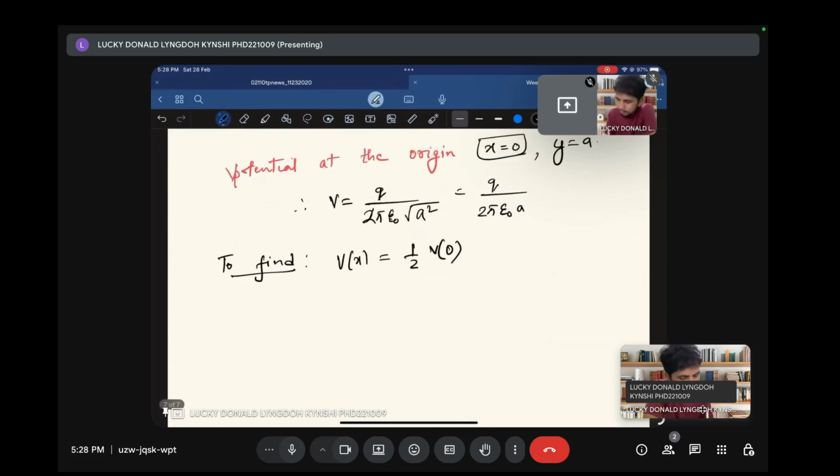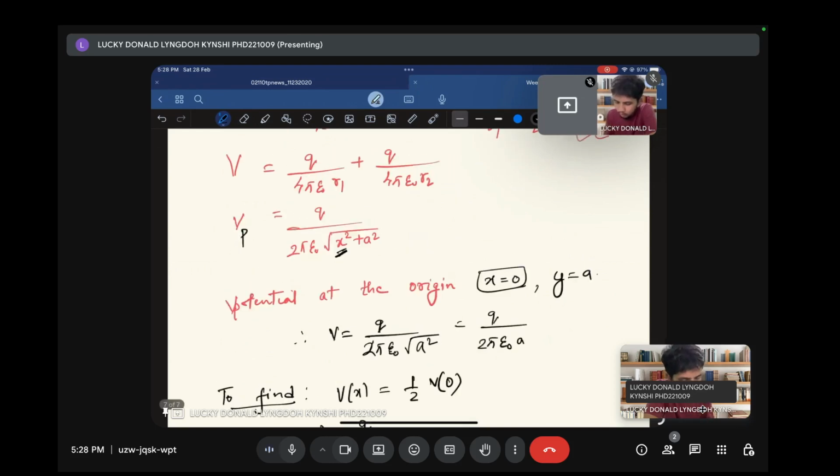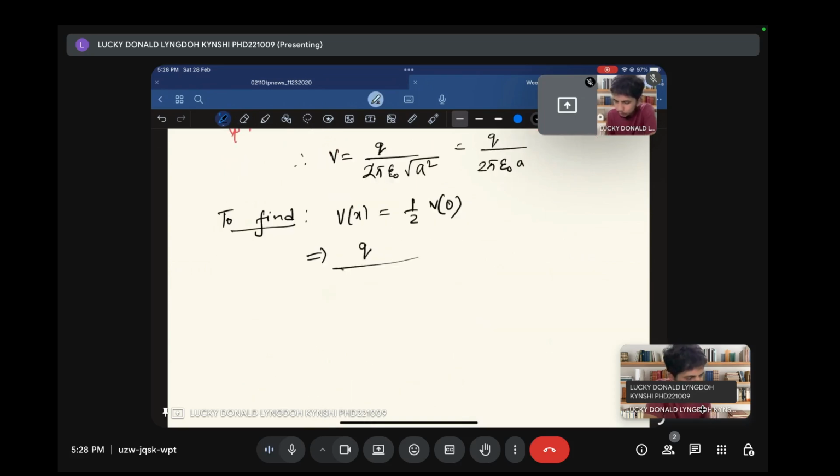So v of x is equal to half v of naught. You can take it from here: v of x is simply q divided by 2 pi epsilon naught root over a square plus x square, equal to half. You also know v of 0 from here. This is the origin, and it will be simply q divided by 2 pi epsilon naught a.